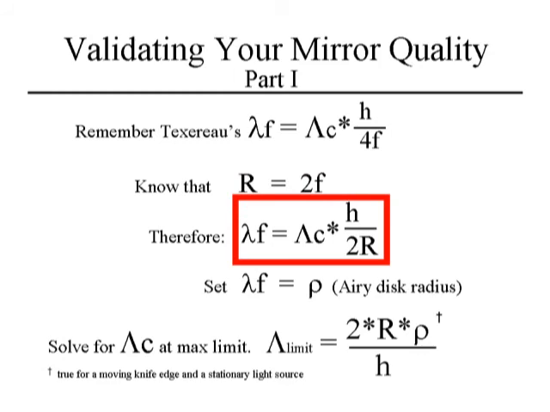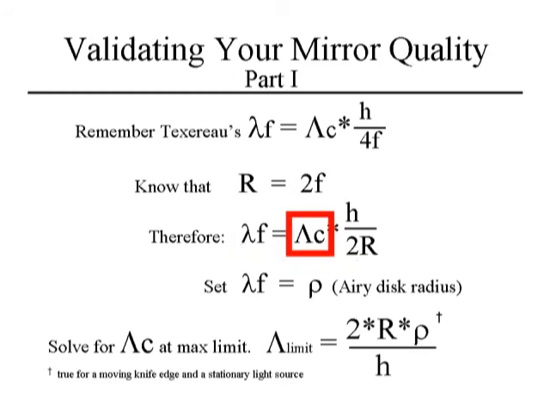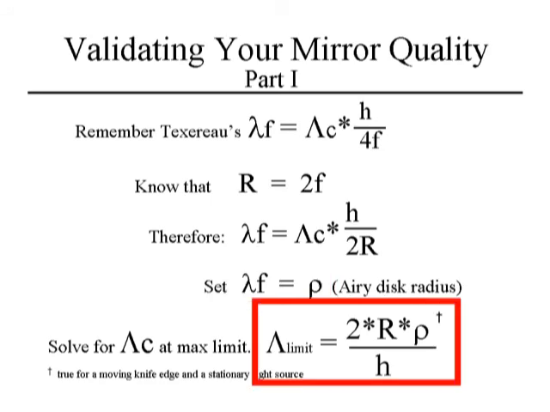Then I want to solve for this error that I can measure with my knife edge. I want to solve for it at the limit where the transverse aberration is equal to the Airy disk. So I put rho in here, solve for this, and bam, I come down with the limit of my transverse aberration residual, which is equal to the radius of curvature times the Airy disk radius divided by the radius of my zone.